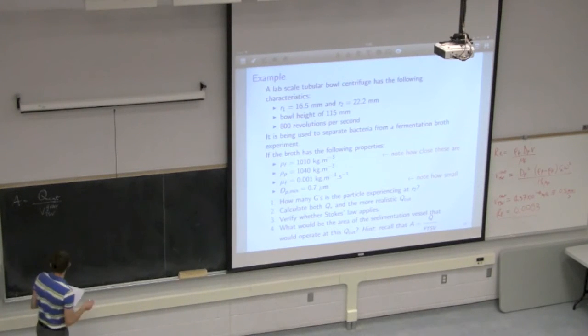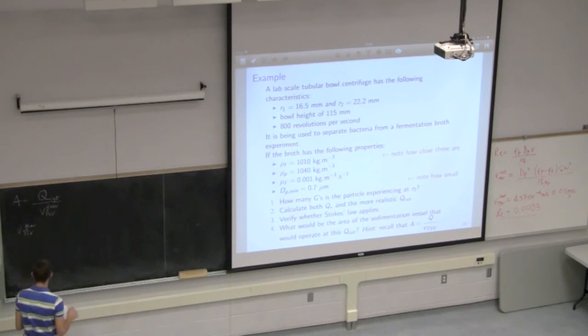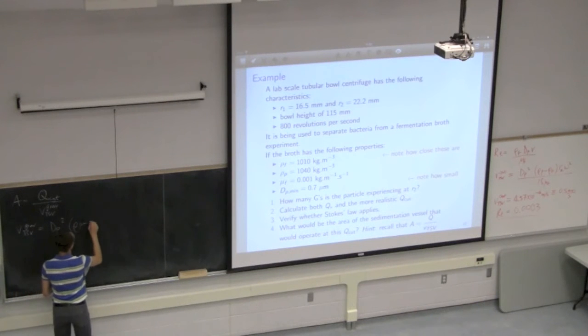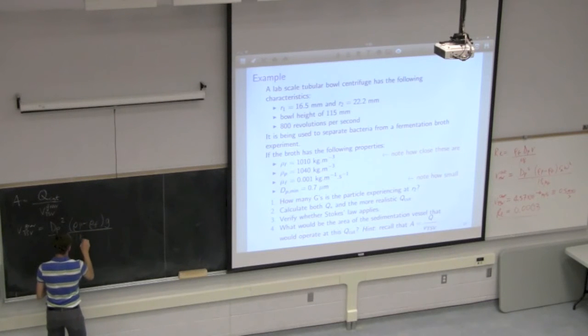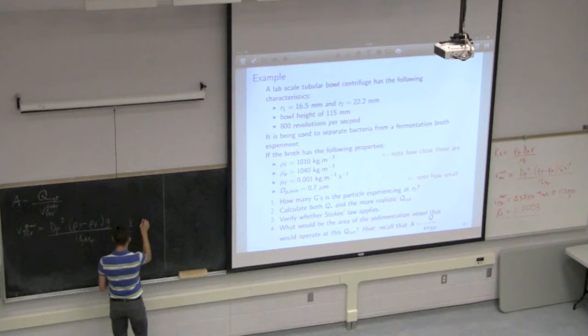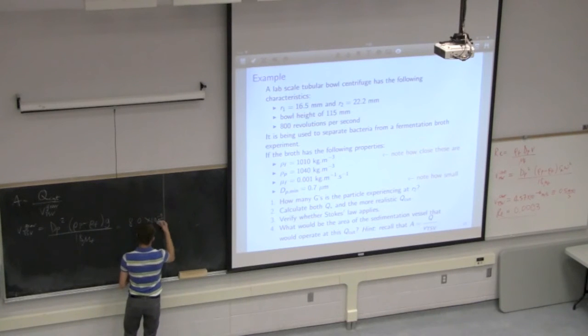You can go ahead and calculate the terminal settling velocity due to gravity by using that same formula over there, except the R omega squared you replace with g, the gravitational constant. So dP squared, the density difference, times g divided by 18 mu. That velocity is 8 times 10 to the minus 9 meters per second.